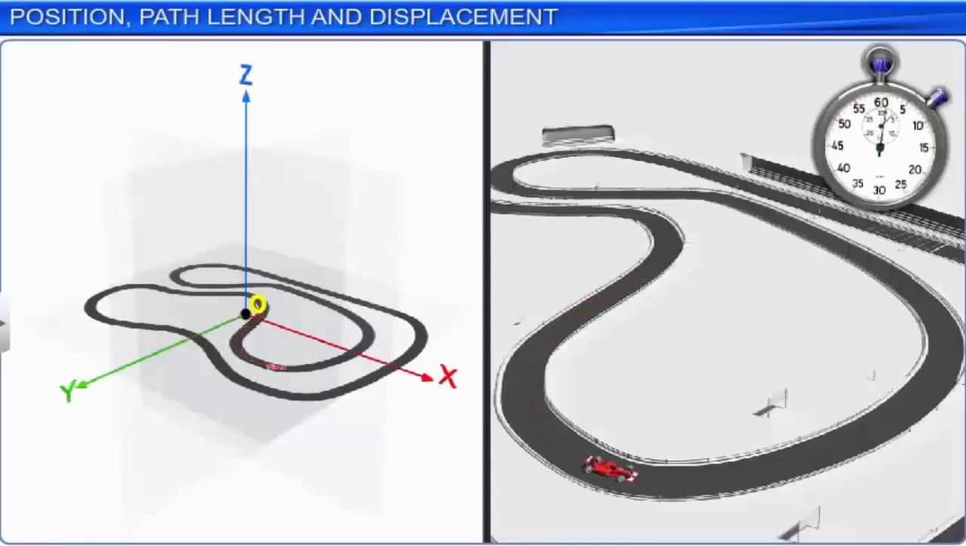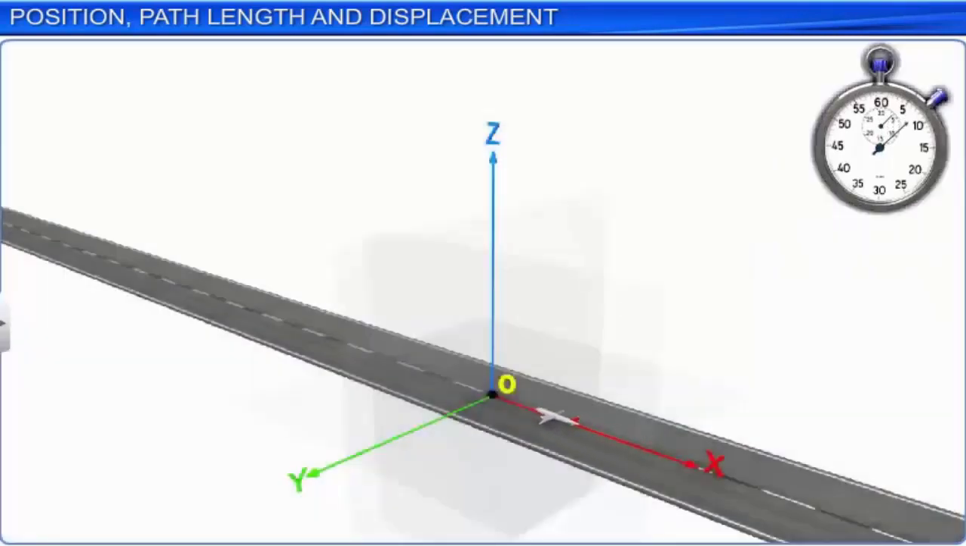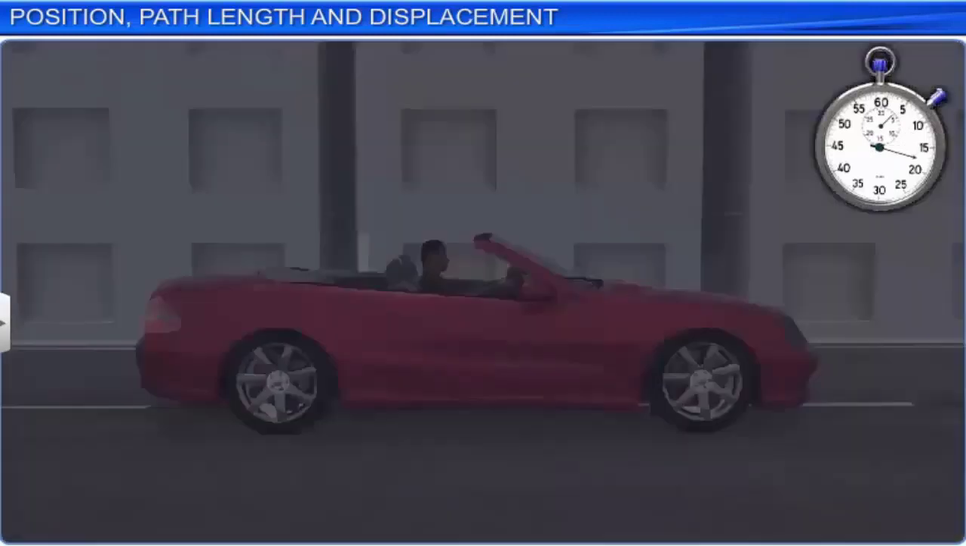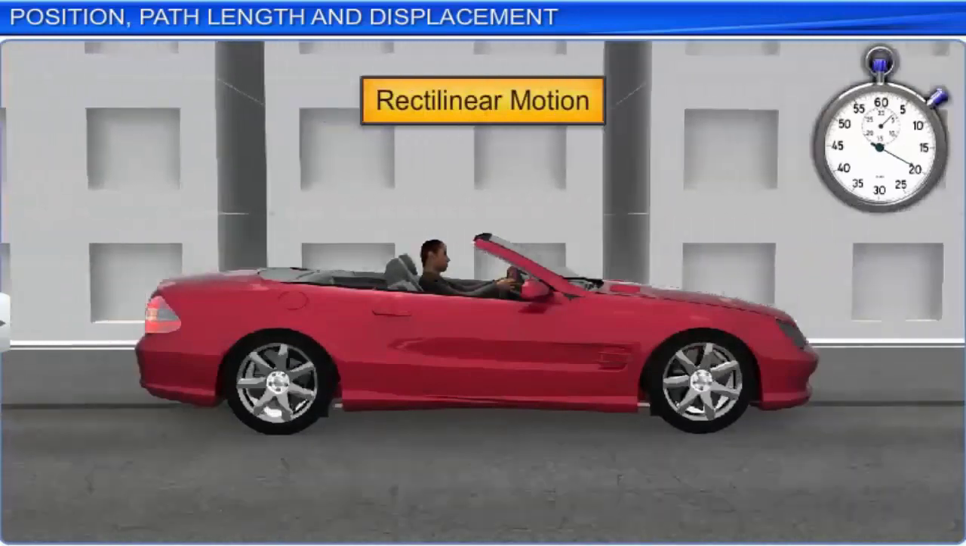If the body is moving in a plane, then we consider any two of the three reference axes. If the body is moving in space, which is three-dimensional, then we have to consider all the three reference axes. Let us examine rectilinear motion more closely.